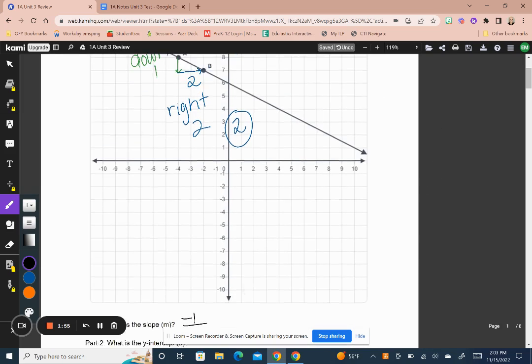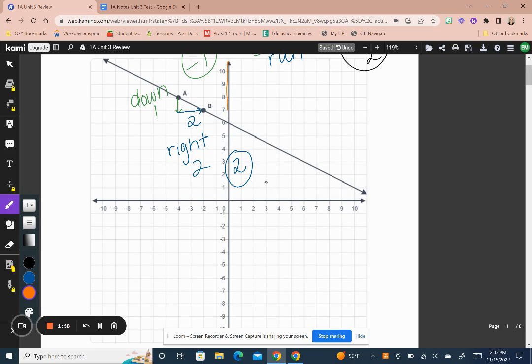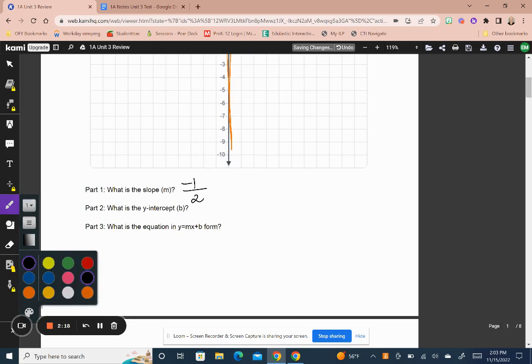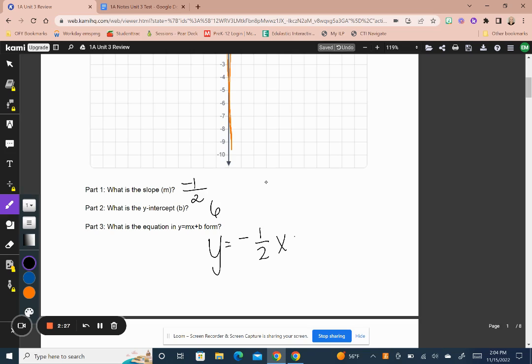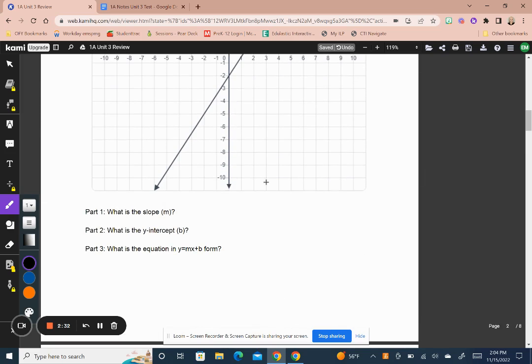Okay, y-intercept. This is our y-axis right here, okay? So it's where our line crosses through, and it crosses right here at 6. So our b is equal to 6. Now I just put in my m and my b. Y equals -1/2 x, and it's a +6. There's your answer.